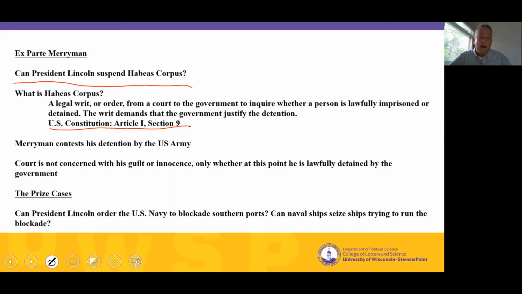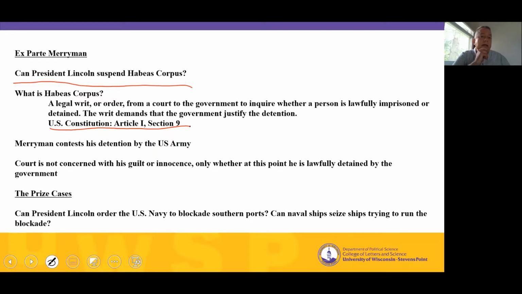So, Mr. Merryman, he is from Maryland. He's a Confederate sympathizer. He is arrested in the middle of the night in his home by the U.S. military. He's taken to Fort McHenry, where he is imprisoned. He's accused of being a Confederate sympathizer, a traitor, among other things, but he isn't tried. He is not convicted. He is just being detained, imprisoned by the national government.